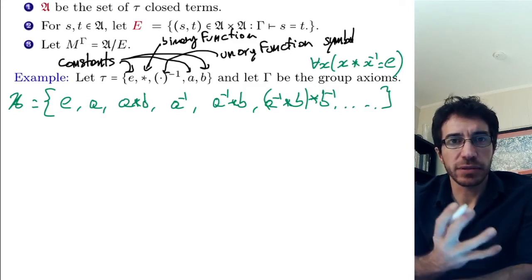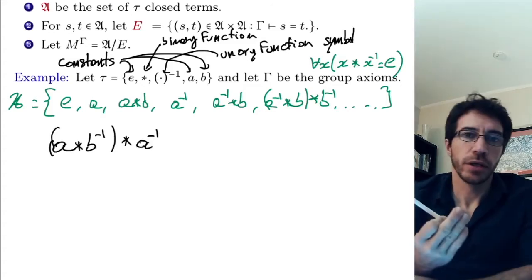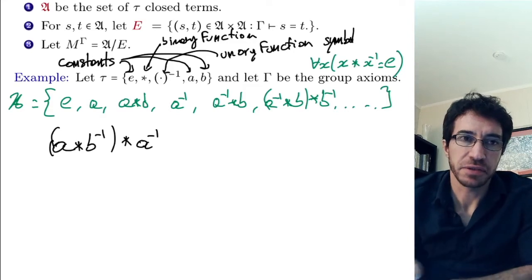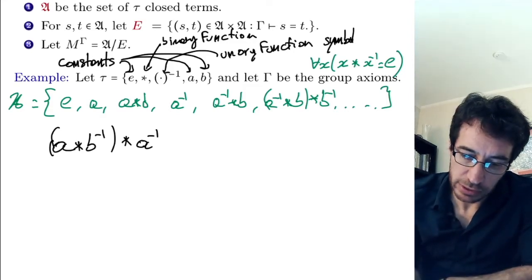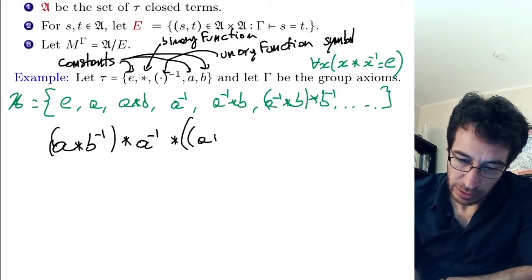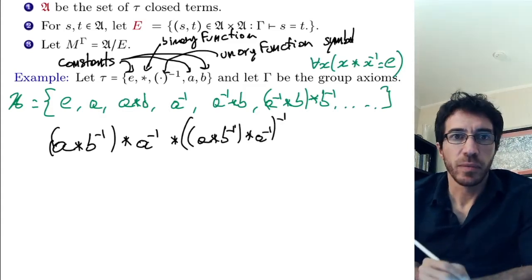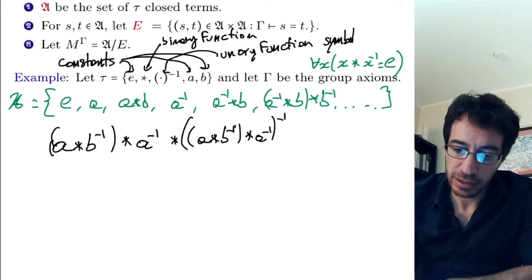What set do we get when we do the quotient? Because now, if you have something like A star B inverse star A inverse, I don't know, this is going to have an inverse, right? Because if we take this one times the same thing, A star B inverse star A inverse inverse, we have an axiom that is essentially going to be able to prove that this equals E.